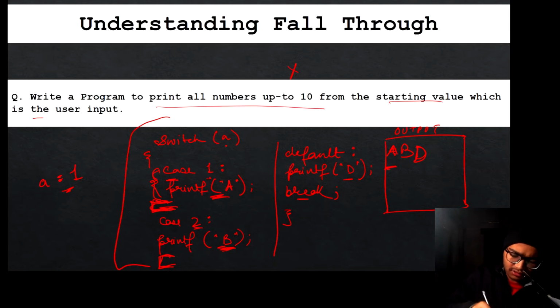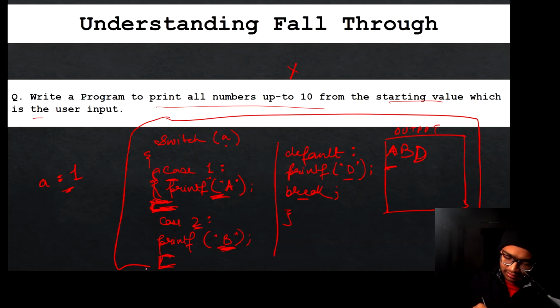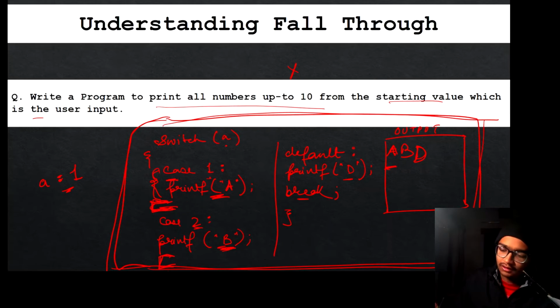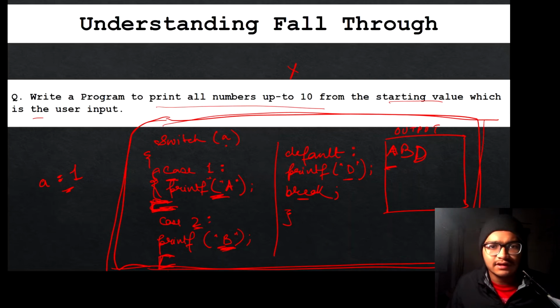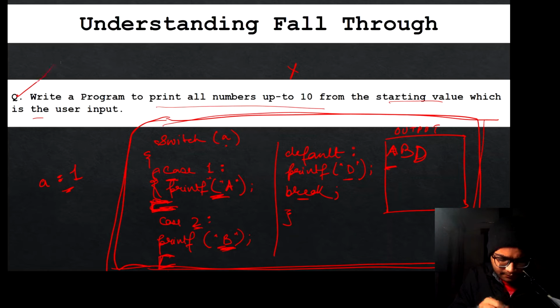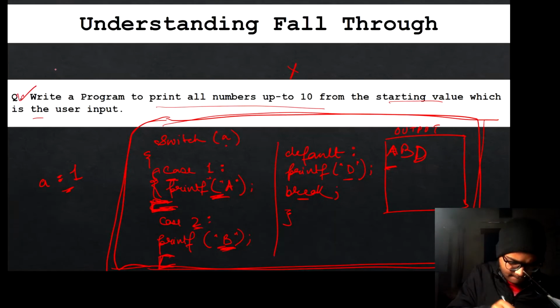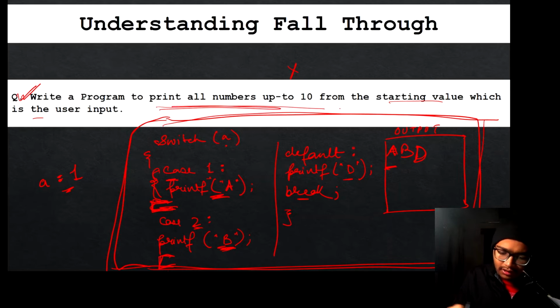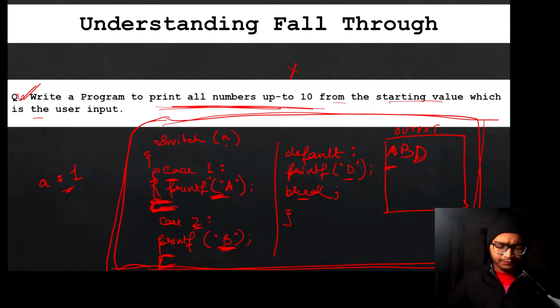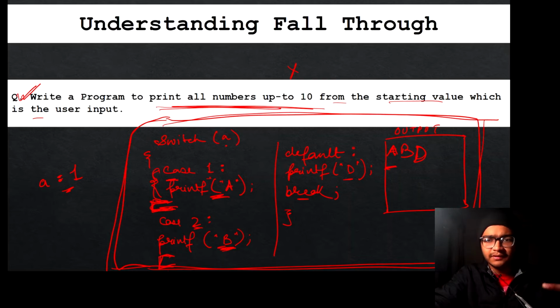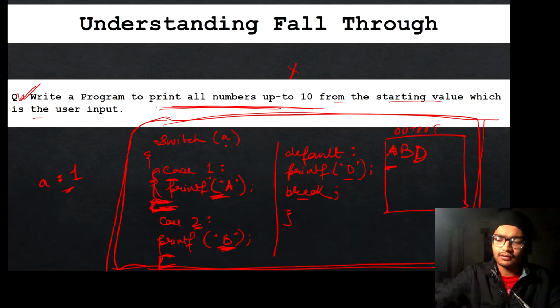Okay, but this is not the code which we are asked to write in the compiler. So let's read the question that we have now. What is the question over here? Write a program to print numbers up to 10 starting from the value which the user inputs. So what we have to do? We have to print numbers up to 10. From which number? The number from which we will print will be the user input. So how do we do this code?